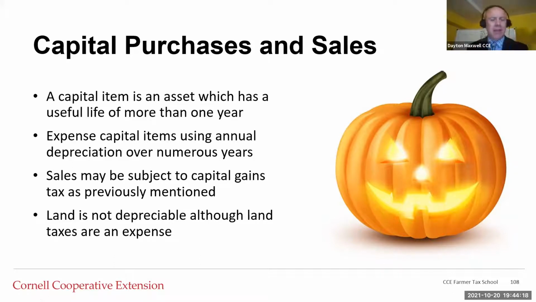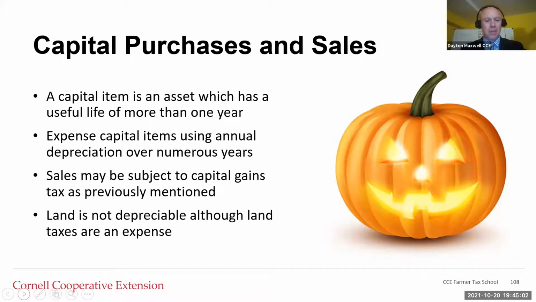And again, the example from last week, and I'll talk more about it this week. If somebody's doing some year-end tax planning, makes a capital purchase, they can use depreciation to expense that. If you sell a capital item, it can be subject to capital gains tax, as we mentioned last week. Caitlin mentioned Form 4797 for livestock. That's where capital sales of livestock are reported. Land is not depreciable. However, land taxes, your property and school taxes, can be counted as an expense, which Caitlin mentioned.